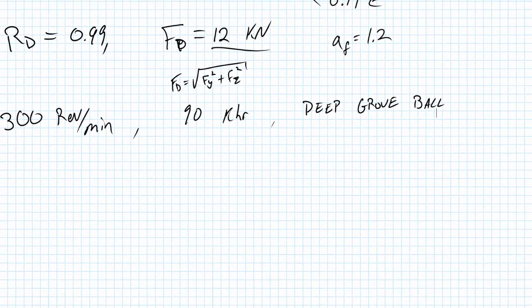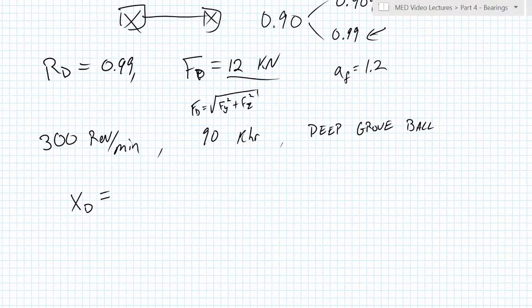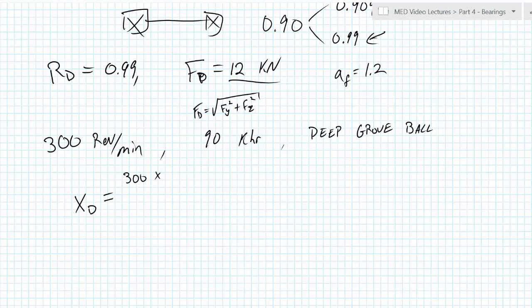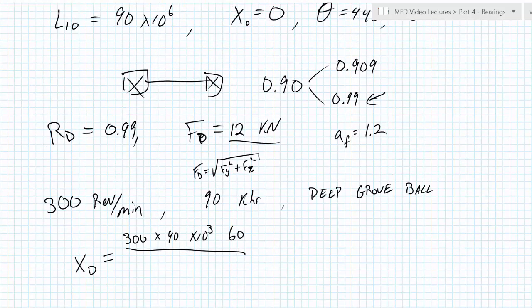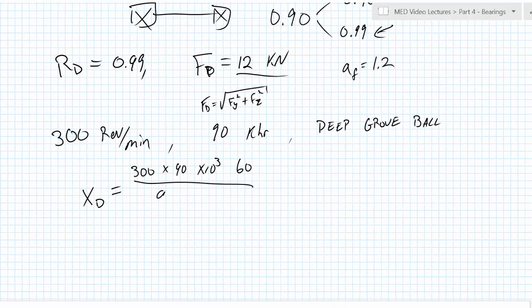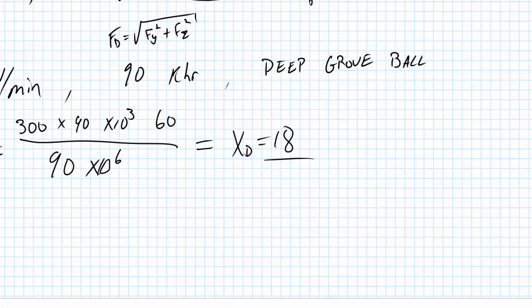So first off, we need to figure out what our baseline life ratio is. It spins at 300 revolutions per minute for 90,000 hours, and there are 60 minutes in an hour, all over its baseline rating. We said for manufacturer 1, we're going to use 90 times 10 to the 6 as our baseline rated life. So altogether, that equals 18. All right, so that's our baseline if we wanted 90% reliability.